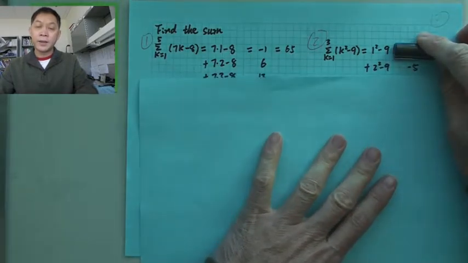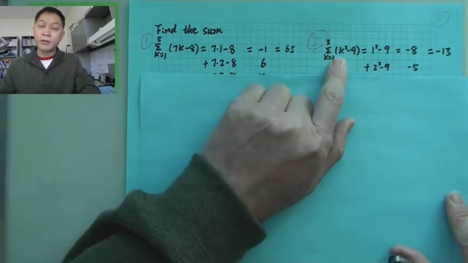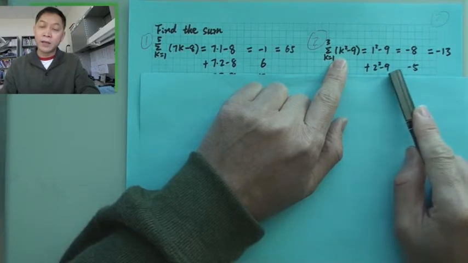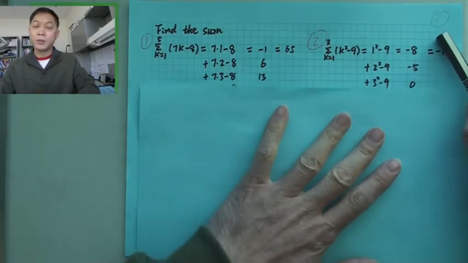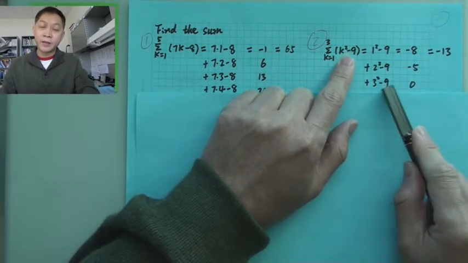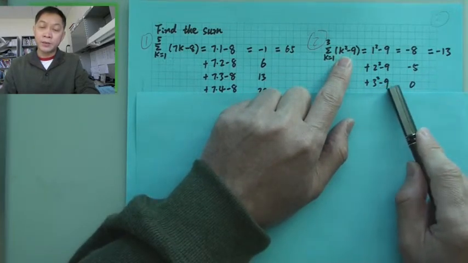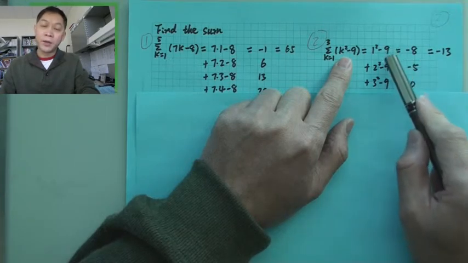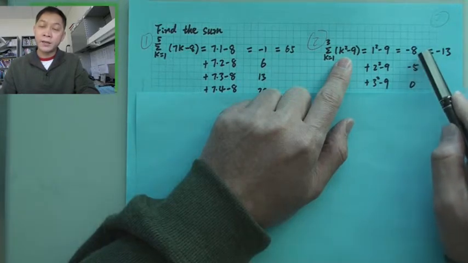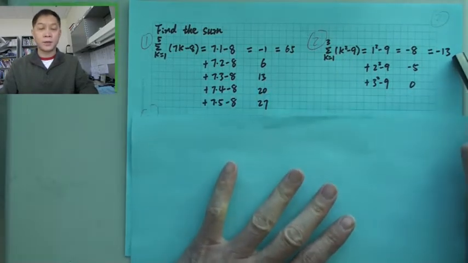The second one is when k is 2, then you will have 2 squared minus 9. 2 squared is 4 minus 9 is negative 5. The third one is when k is 3, and then 3 squared minus 9 is 0. You add all those 3 together, negative 8, negative 5, and 0 together, which is negative 13.